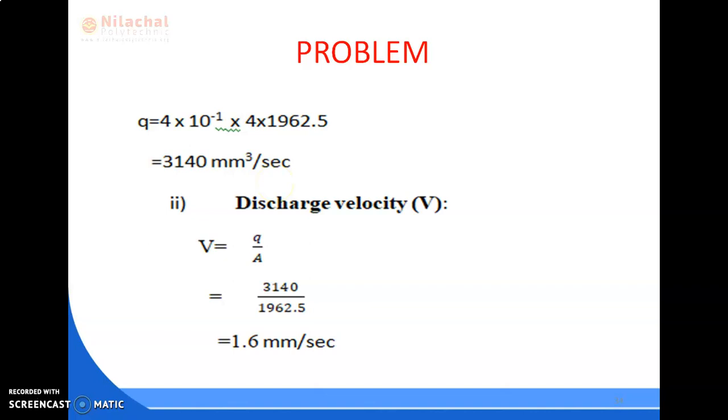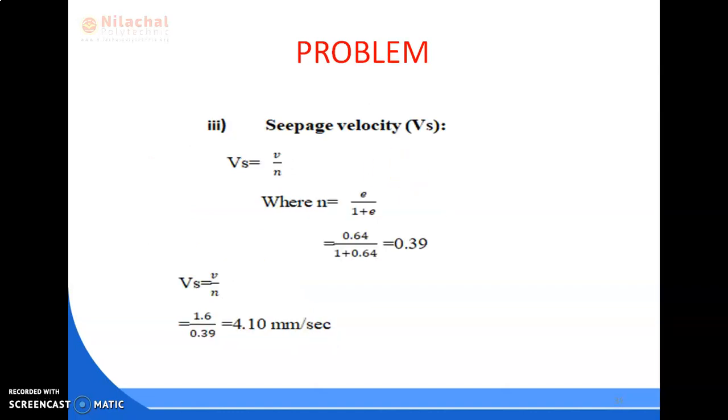Then second is discharge velocity V. Again we know Q equal to AV, or implies V equal to Q by A. So V equal to 3140 by 1962.5, and this is equal to 1.6 millimeter per second. This is the second answer.